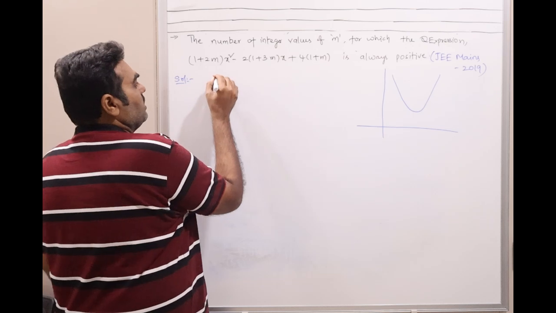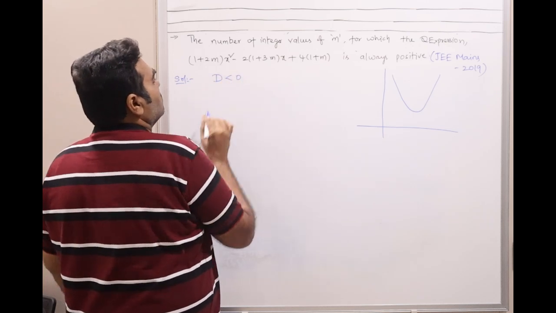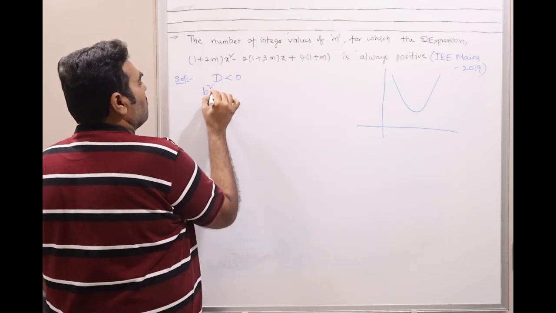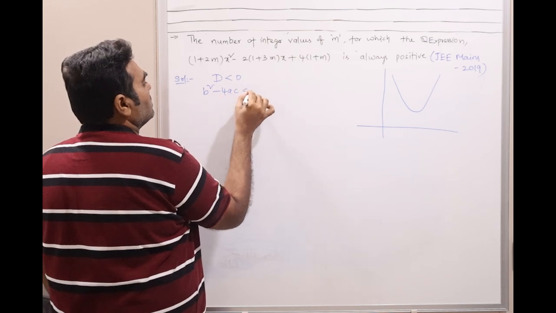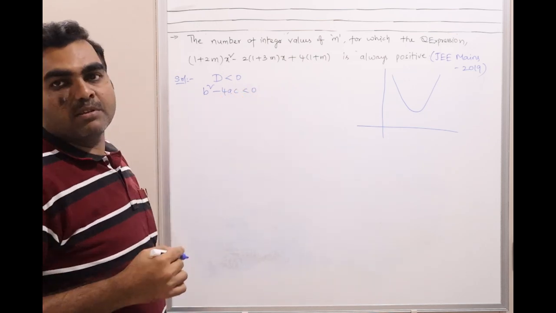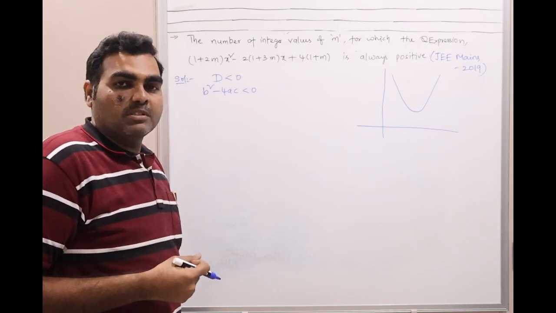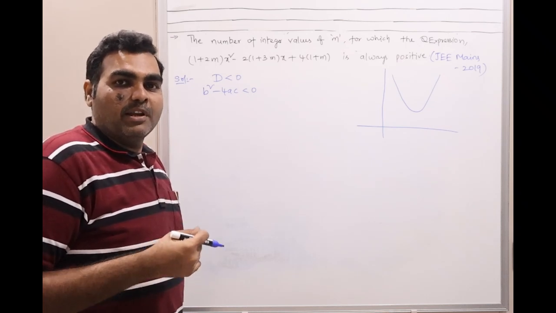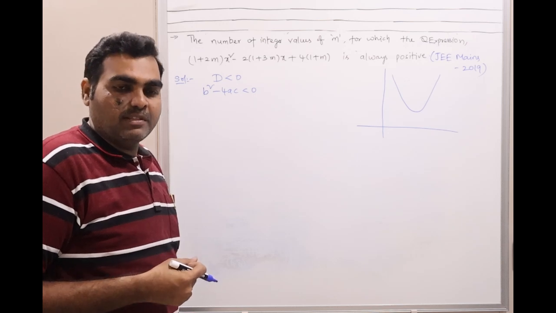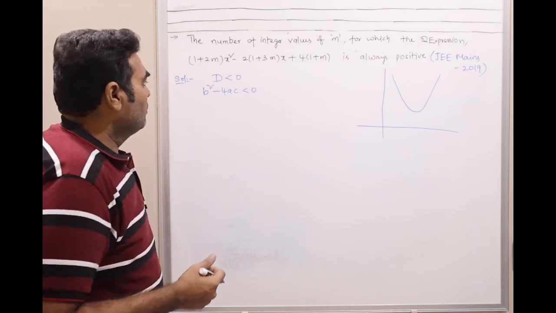That means D is less than 0, so b² − 4ac is less than 0. See how simple the concept is here. If you know the concept and apply it correctly, you will get the marks easily. So please always be clear with your concepts.